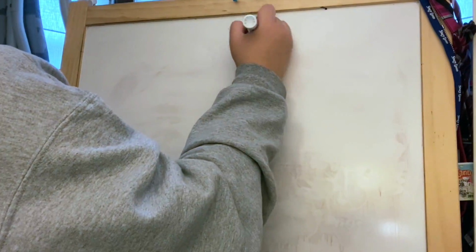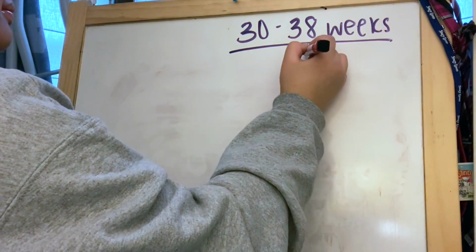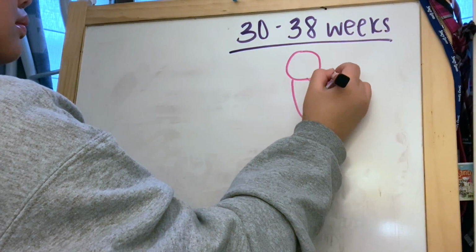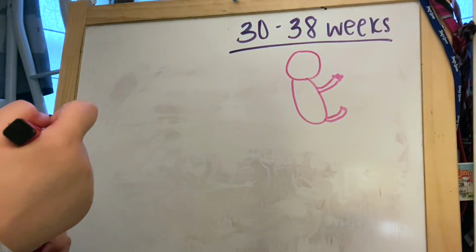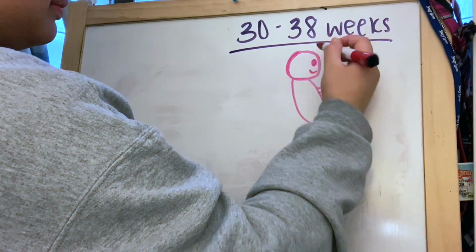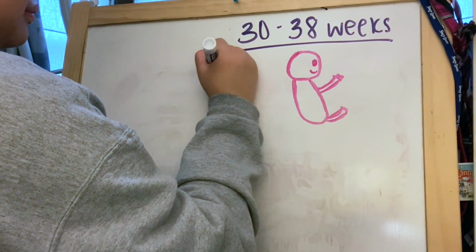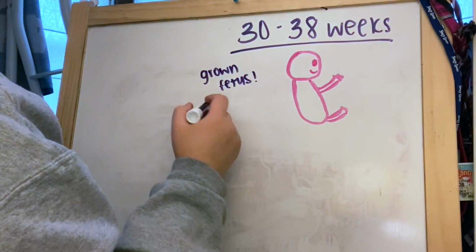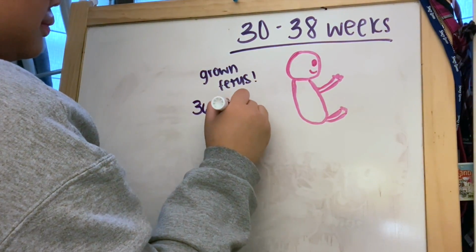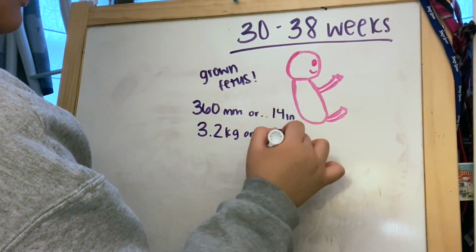So we reach our final weeks of pregnancy, which is 30 to 38 weeks, or about 8 or 9 months. And the baby is pretty much almost done developing. Fat accumulates in the hypodermis, which allows the skin to thicken. So that's me thickening the skin. And it's definitely becoming fully grown. So the baby will be 360 millimeters or 14 inches and weigh 3.2 kilograms or 7 pounds.